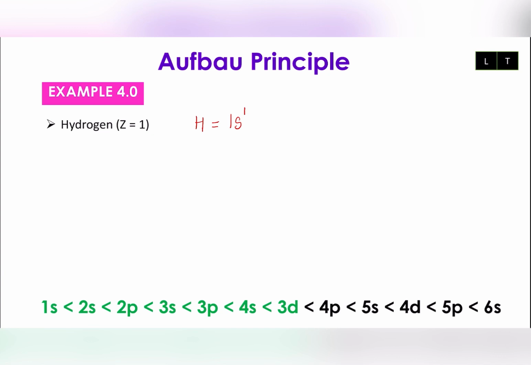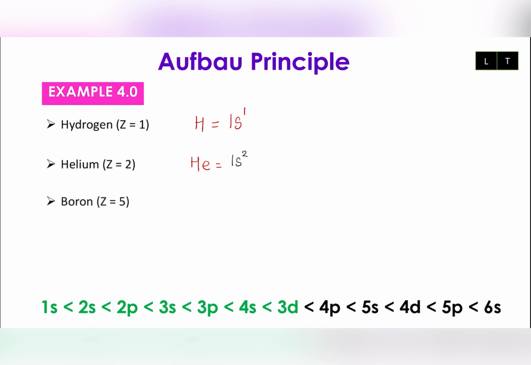Next, we go for helium. Helium has 2 electrons in its atom. So I'm going to write the symbol for helium, He. After that, we have 1s, which is the lowest, and 1s can hold a maximum of 2 electrons. So the electronic configuration for helium is 1s2.